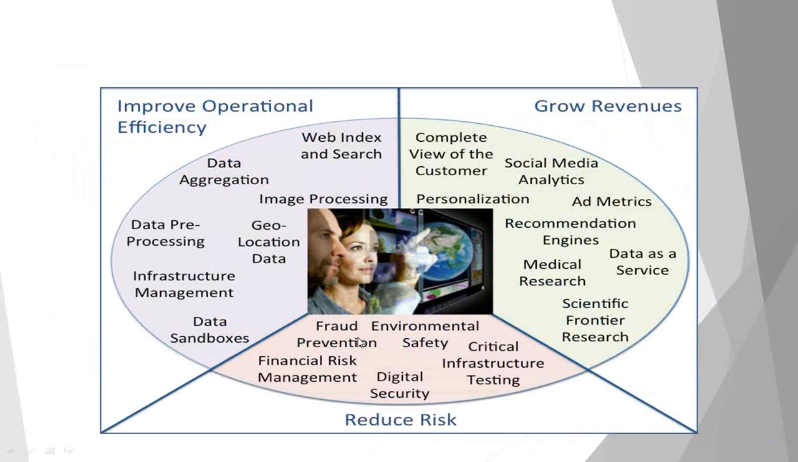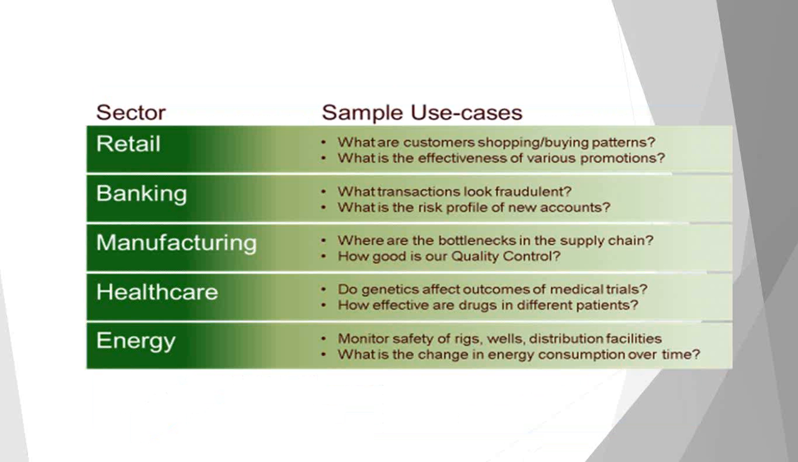And then for reducing the risk, we have fraud detection, fraud prevention, and digital security. In terms of improving operational efficiency, we have multiple use cases like web index and search that Google is doing. Then we have image processing and data pre-processing. So multiple use cases are there for big data, which are of a lot of interest to businesses nowadays. Some simple use cases from some major sectors are taken up over here.